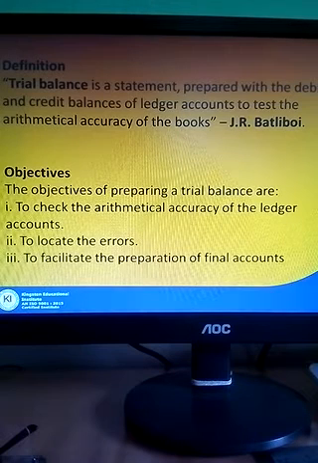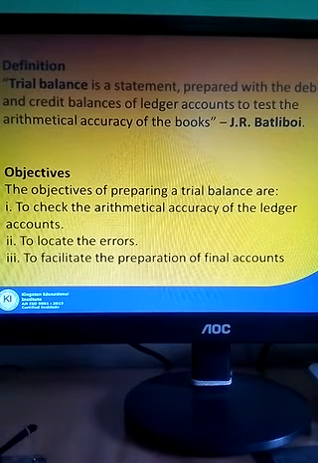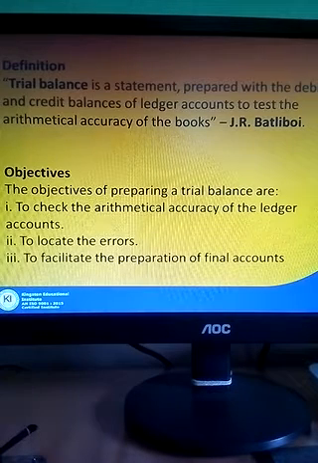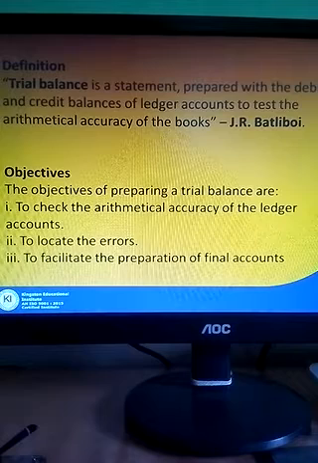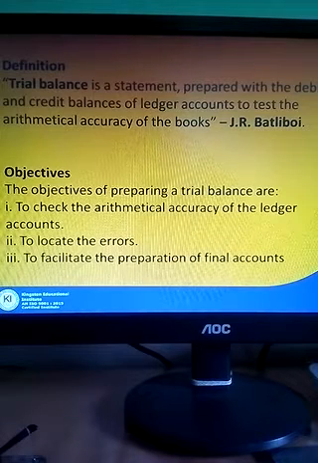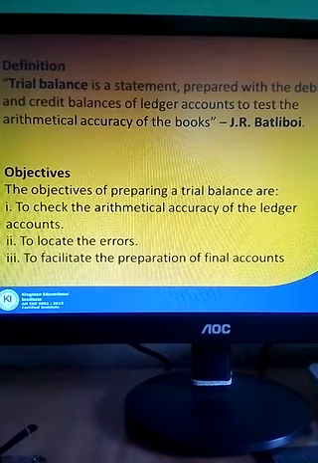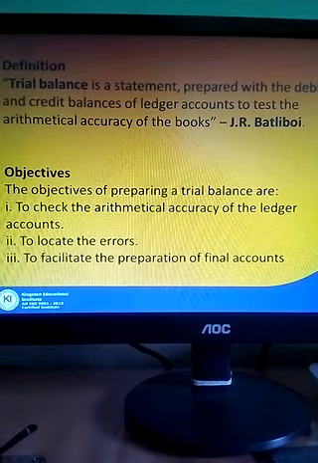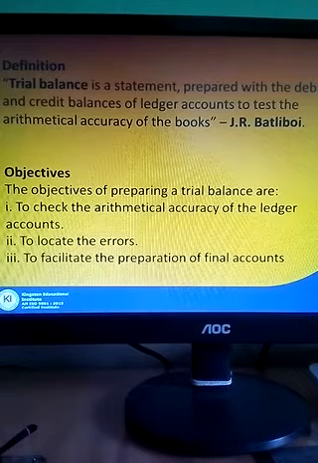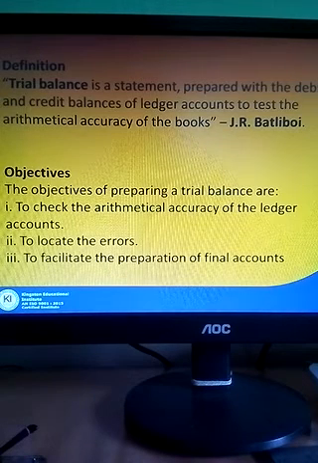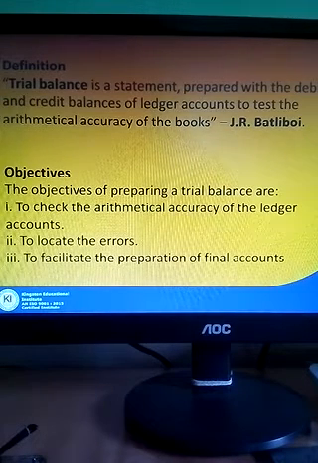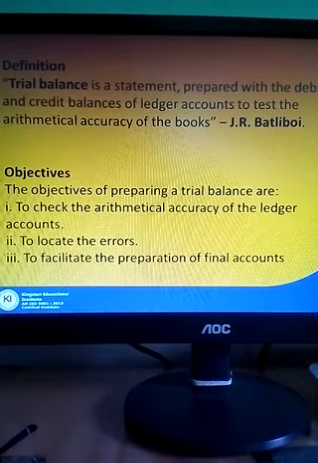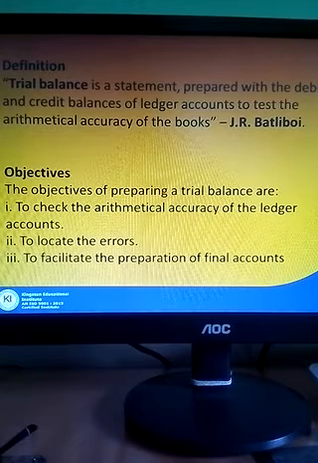So the debit balance amount and credit balance amount will be equal, and if it is not equal, we can say that there must be some error in the accounts. So trial balance is basically for the arithmetical accuracy of the books. With this statement we are going to find out whether it is accurate or not, by knowing that the debit balance and credit balance will be the same.